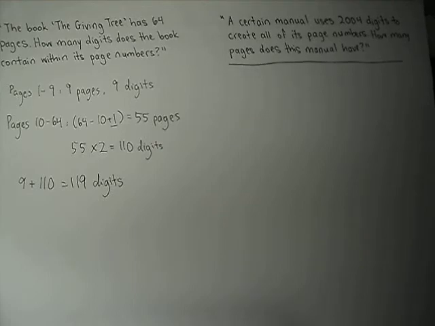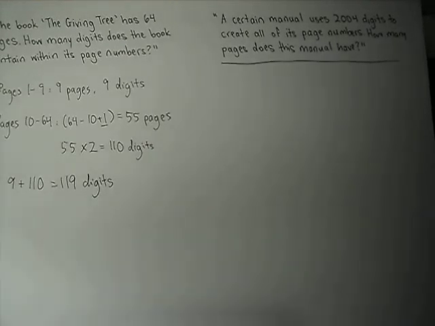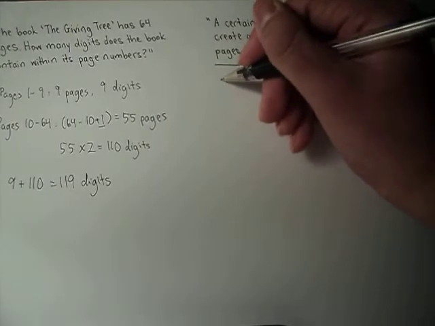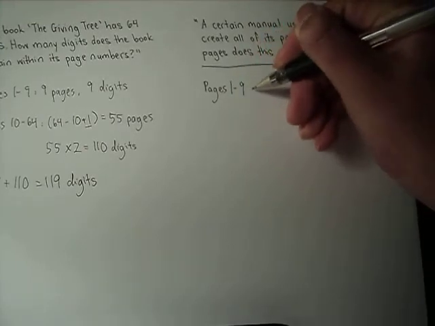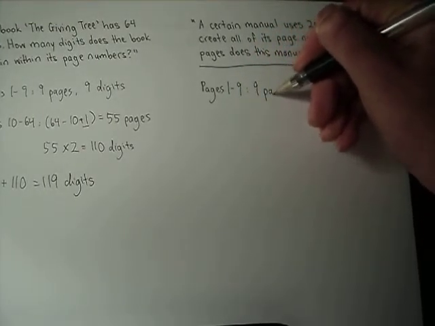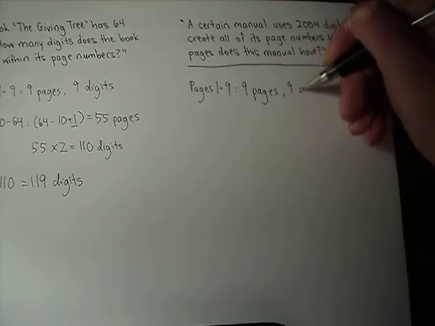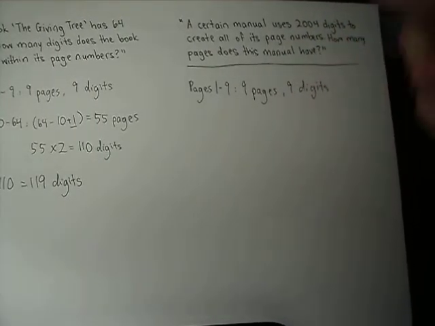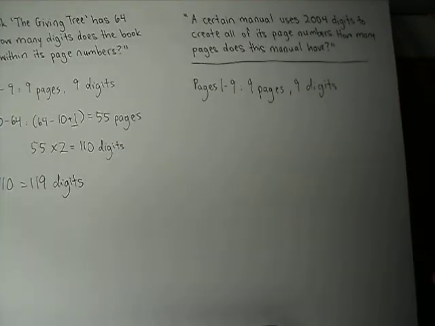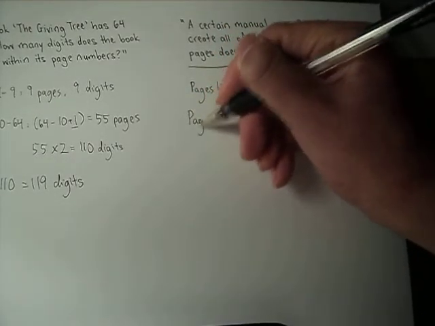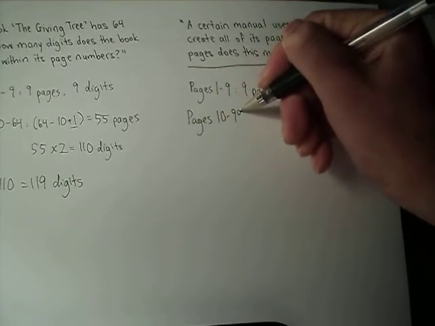So we're going to first pretend that this book would have 1 digit. So let's assume that this book would end with page 9. So pages 1 to 9 of this book would have 9 pages and 9 digits. But wait, this book has 2004 digits, so it can't possibly end with page 9. So we have to go into the 2-digit page numbers, so pages 10 to 99.